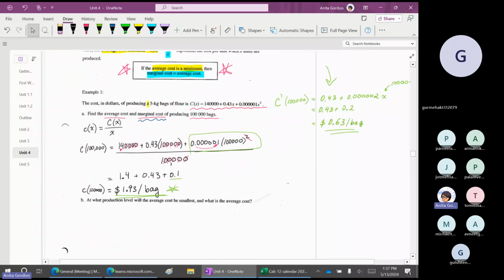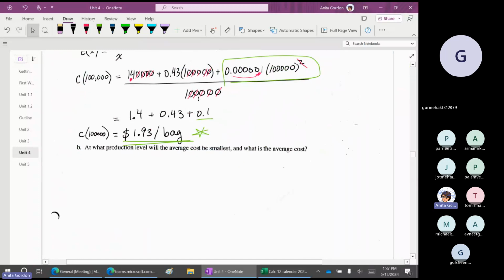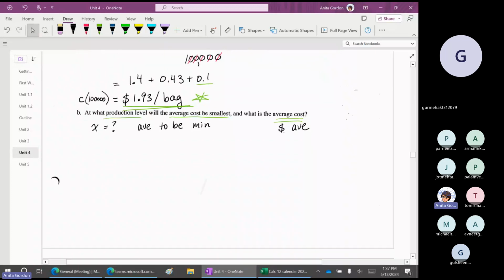So now in part B, at what production level will the average cost be the smallest? And what is that cost going to be? So I want to know how many bags of flour I need in order for the average to be minimized. And then I want to know what's the average cost. So I'm looking for 3 things, okay?